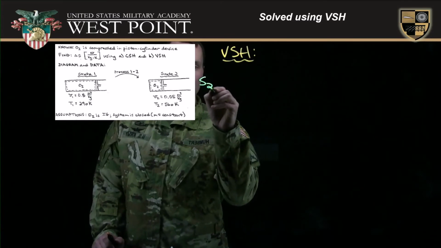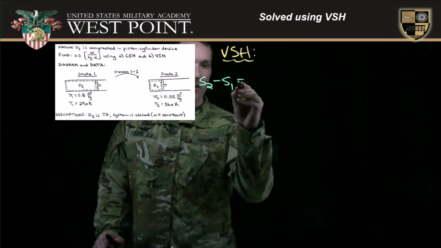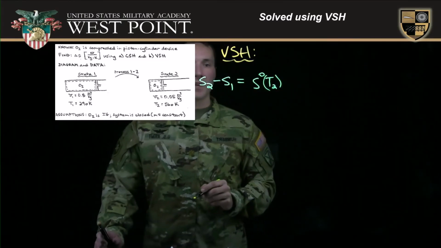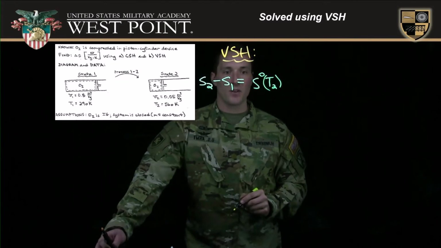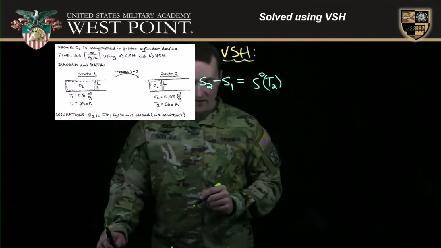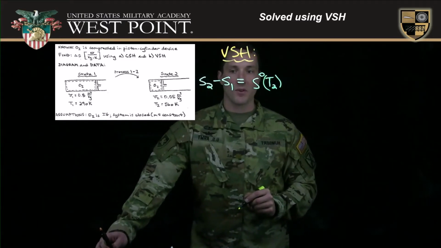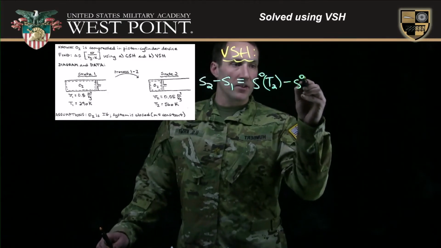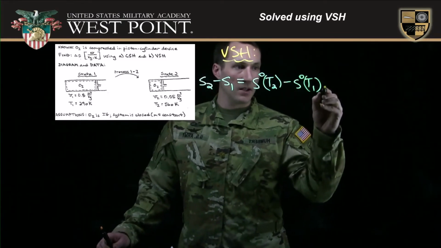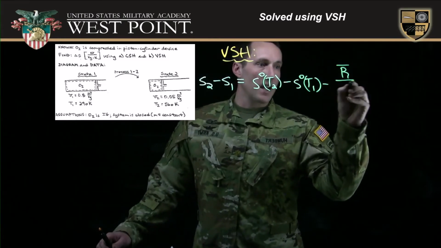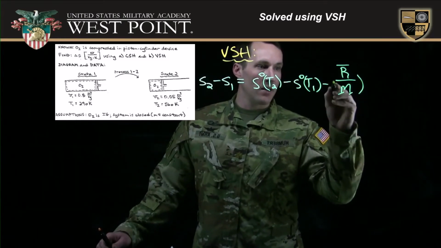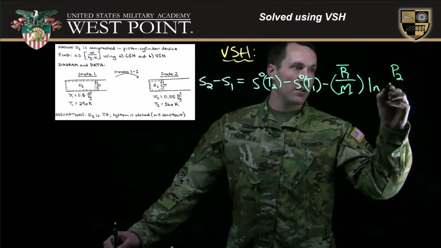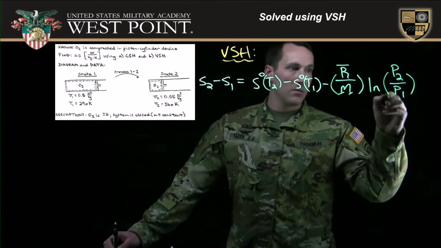So entropy at state 2 minus entropy at state 1 is equal to our S degree at temperature T2. Remembering our S degree at temperature is a convenience function that we introduced in video 2, and you will look that up in table 9 in this case, or table 8 if you're dealing with air. So S degree at temperature T2 minus our S degree at temperature T1 minus our universal gas constant R bar divided by the molecular weight, uppercase M, times the natural log of our pressure ratio, so P2 divided by P1.